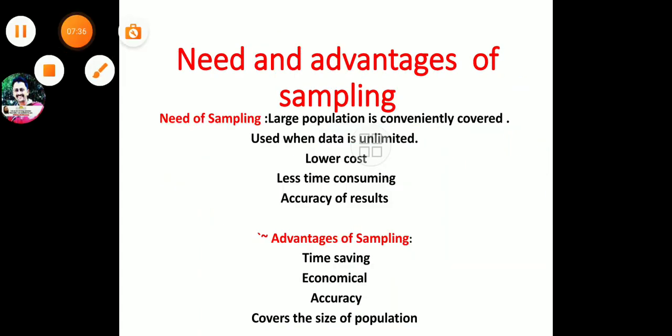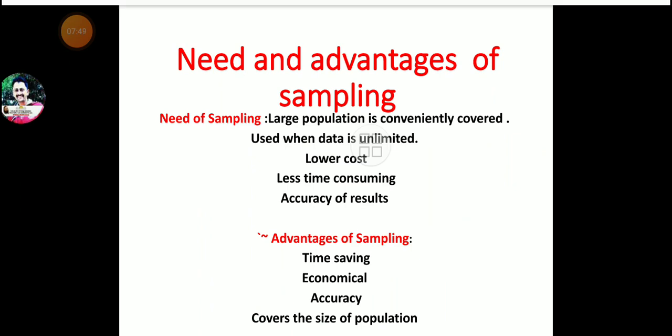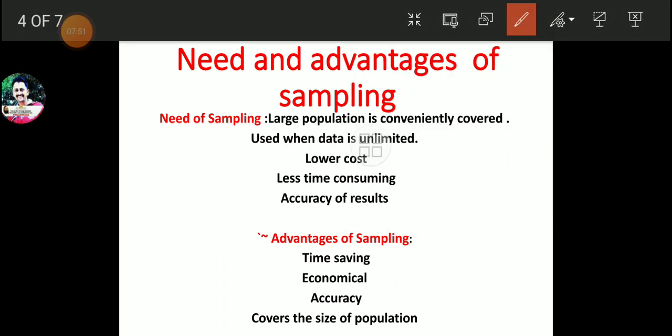Now, what are the need and advantages of sampling? And then we have to get an idea about the disadvantages of sampling. Right now we have to get an idea about the need and advantages of sampling. First, need. Because there is a large, huge size population, many individuals and many items are there, and we are not able to reach each and every unit for the study. So there is a need whenever a large population is there.